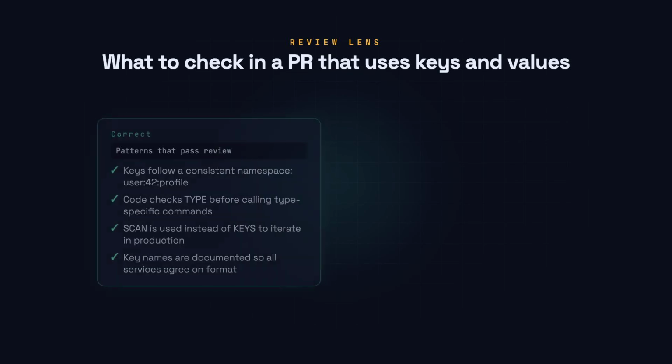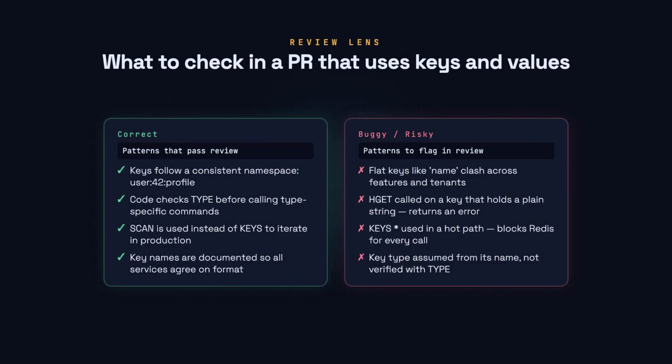When you review a pull request, check that key names are namespaced and consistent, that the right commands are used for the actual value type, and that keys is never called in production code paths.